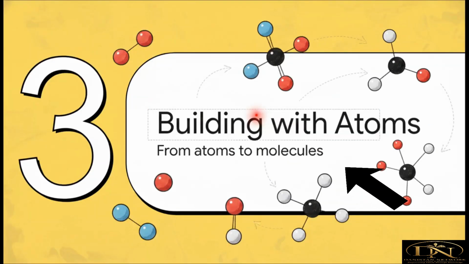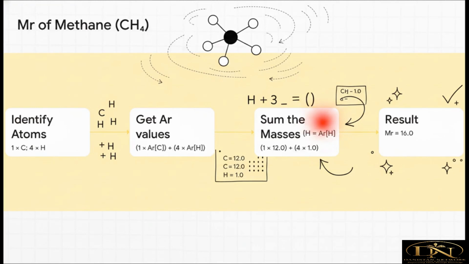Okay, so we've got a system for measuring the mass of individual elements. That's a huge step. But what about when we start sticking them together to make molecules? Well, let's see how this all builds. The great news is, it's really, really simple. To find the relative molecular mass, or Mr, you'll literally just add up the atomic masses of all the atoms in the molecule. So for methane, CH4, you've got one carbon, which is 12, and 4 hydrogens, which are each 1. Add it all together, 1 times 12 plus 4 times 1, and you get an Mr of 16.